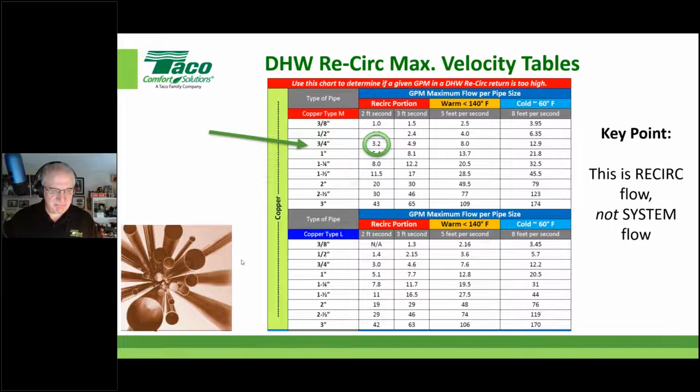So let me give you a little feedback on your side, folks. Just type it. Does that make sense? Do we get why that is and what we're trying to say? It's not the fixture. We're not limiting fixture flow. It's flow through the recirc portion of that pipe. All right. Very good. Travis, Carrie, excellent. Great.